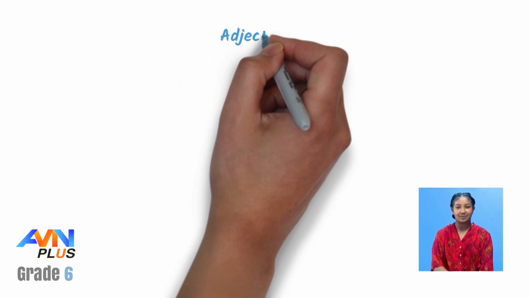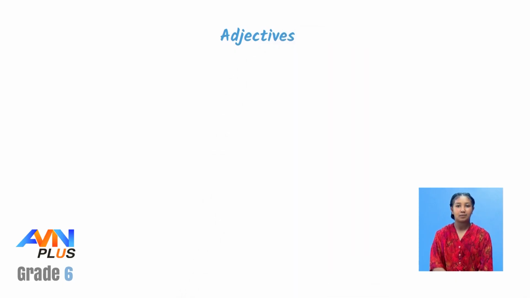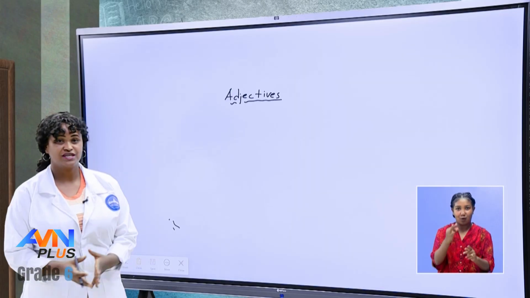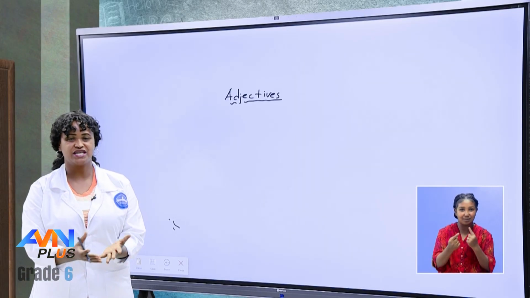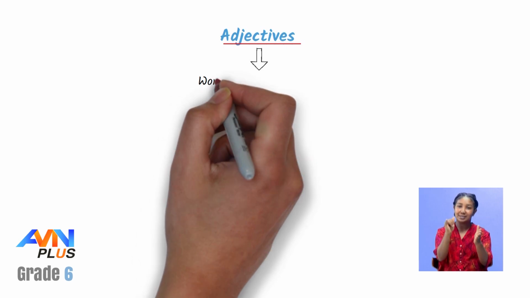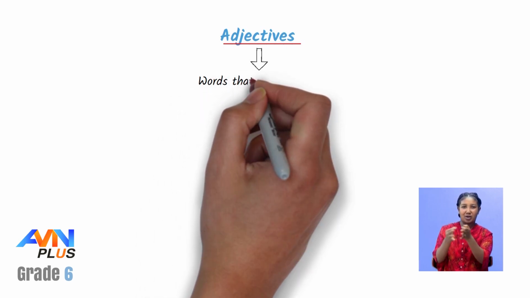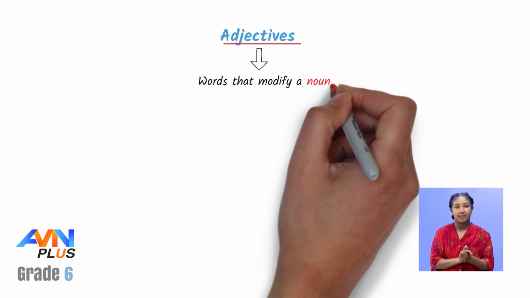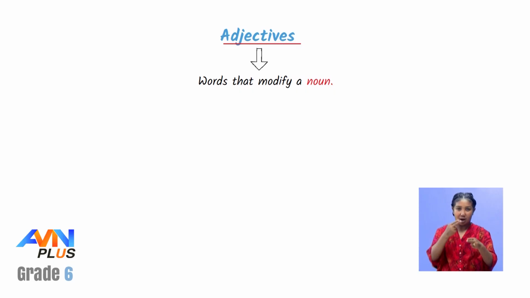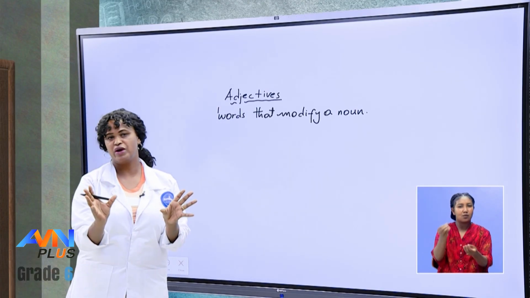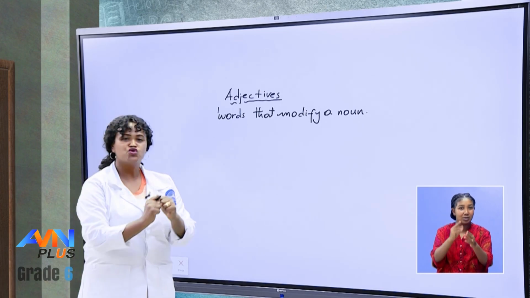Adjectives. Adjectives are one of the parts of speech, yes? And we said adjectives are words. Very good. Adjectives are words that can help us to modify a noun. Right? That's what we said last week. They give you more information about a noun. They can help you to describe a noun.